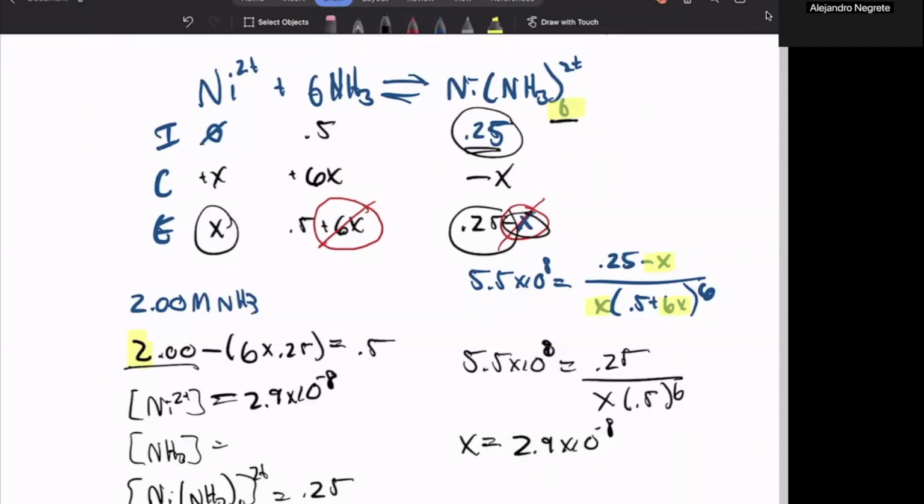And 0.5 minus 6 times 2.9 times 10 to the minus 8. So we can calculate that out to 0.499999999, so essentially it's still 0.5, that we can round that to. But these would be the equilibrium concentrations there.